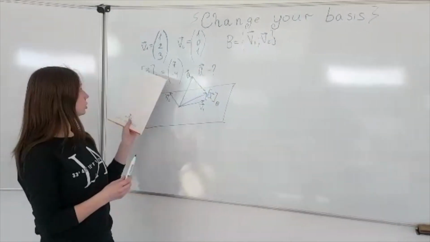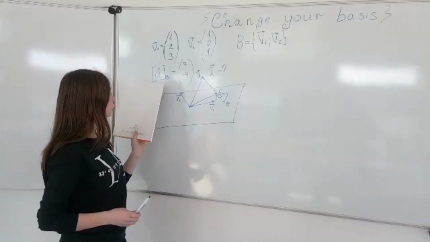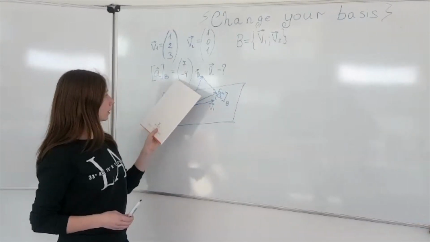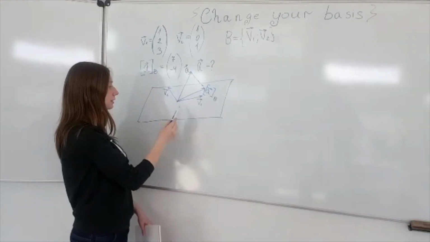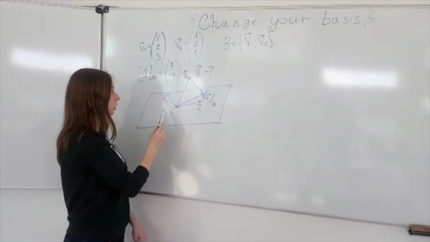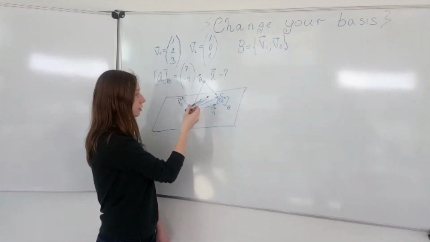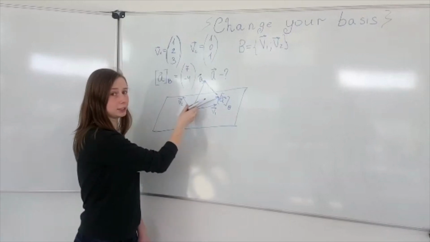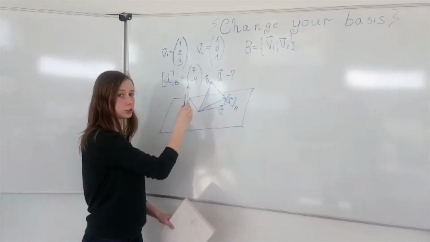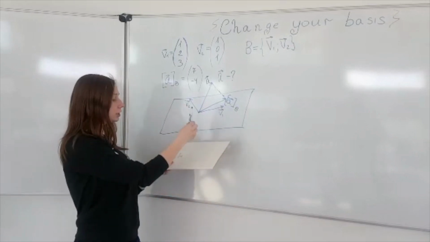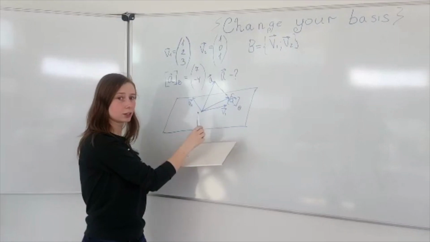Suppose we have such vectors v1 and v2 with coordinates, and vector A in basis B with such coordinates. What does it mean? Well, we have a picture here. We can see that v1 and v2 define the plane, and vector A in basis B lies in our plane too. And we have to find the coordinates of the original vector A, which does not lie in our plane.